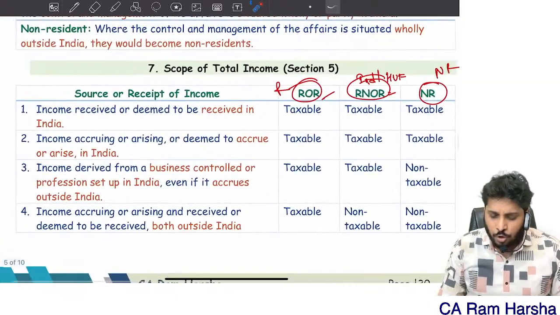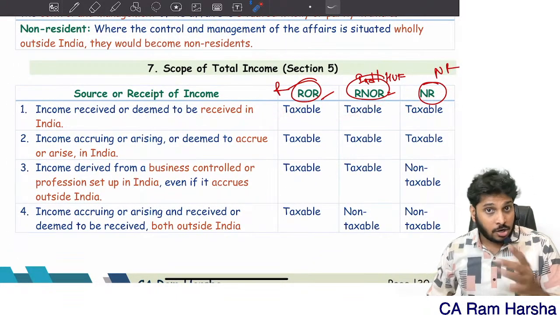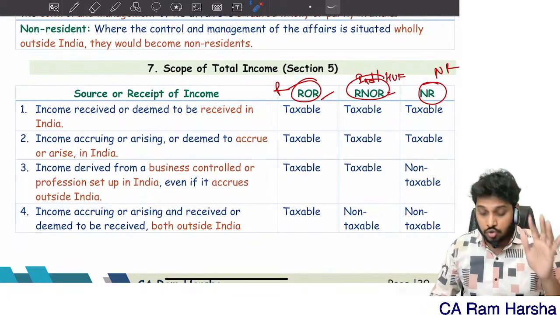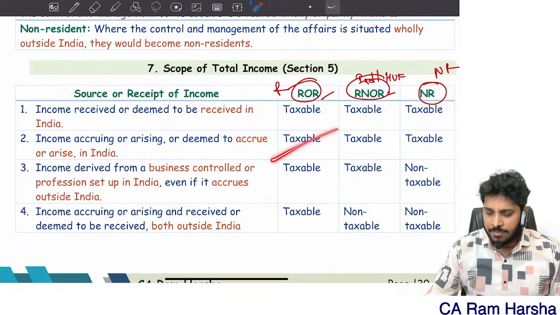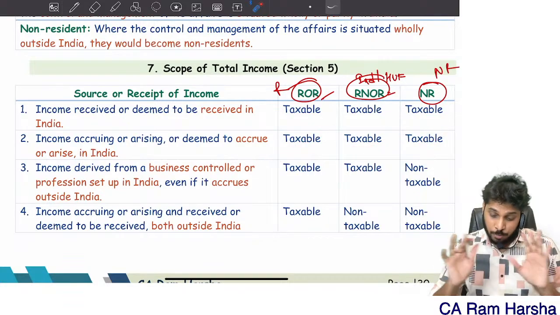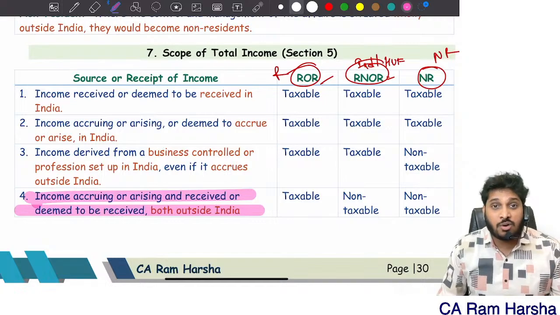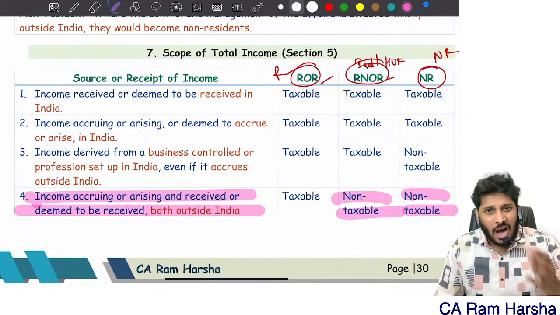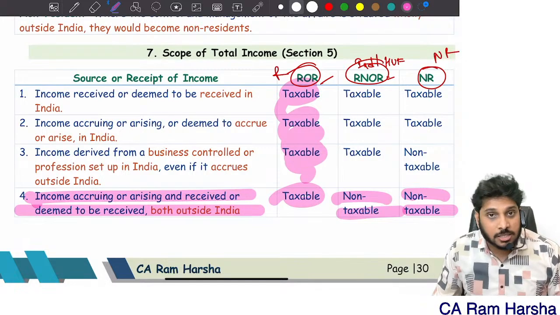Now, first and foremost, see where it is received. If received in India, it is taxable for everybody. Not received in India, then see where the source is. Is the source in India? Source means accrued in India or deemed to accrue in India. Then it is taxable for everybody. Sir, both are outside, sir. Like income, for example, if both are outside India, not taxable. RNOR not taxable, NR not taxable. For ROR, global income is taxable, correct?